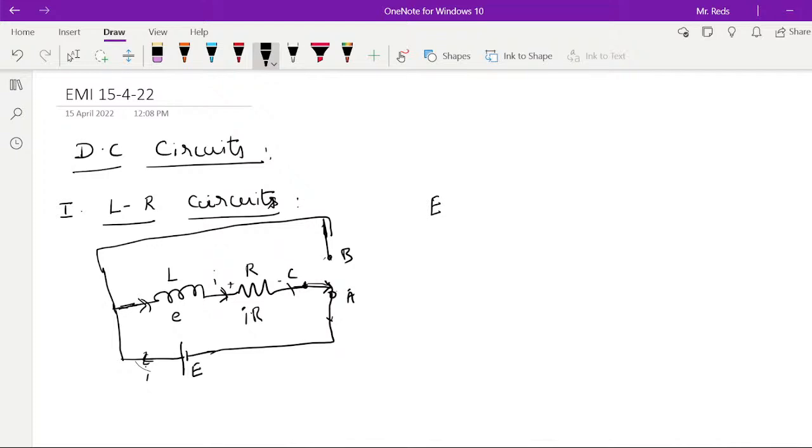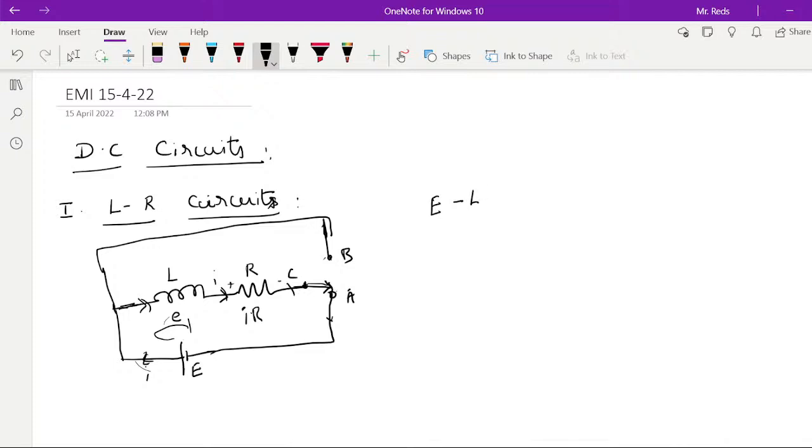The EMF of the battery, the algebraic sum of the potentials in a closed loop, equals 0. So E, when you are going in this direction, will be positive, but the EMF of the inductor will be negative, because the flux links in such a way that E equals minus d phi by dt. So it will be minus d phi by dt, taken as minus L into di by dt.